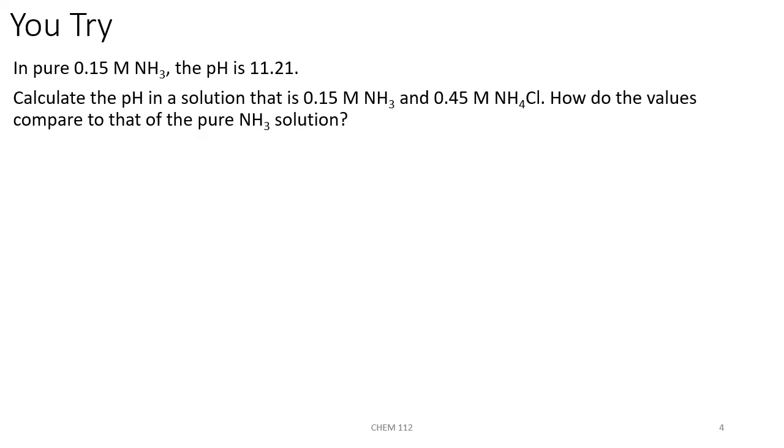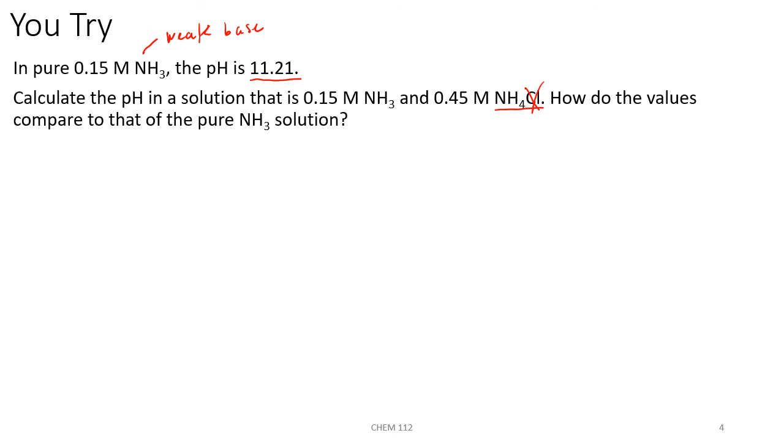So NH3, or ammonia, is a weak base. And if we were to go through and do a problem where we just calculate the pH of that pure weak base, we would get about 11.21. So now we want to see how that will change when we have a common ion, and the common ion is going to come from the ammonium chloride. The chloride is essentially a spectator ion, and NH4 plus, or ammonium, will be our common ion source.